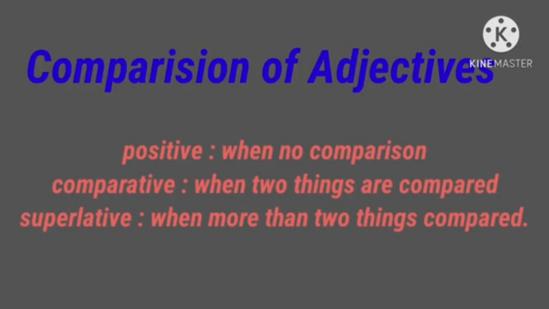Positive degree. The positive degree of an adjective is the adjective in its simple form. It is used when no comparison is made. Comparative degree: when two things are compared, the comparative degree is used. Superlative degree: when more than two things are compared, the superlative degree is used.